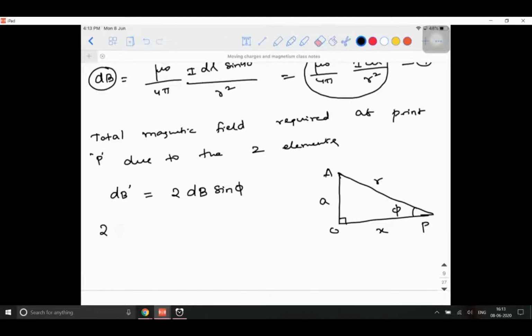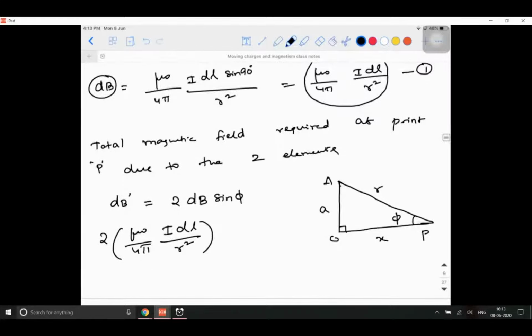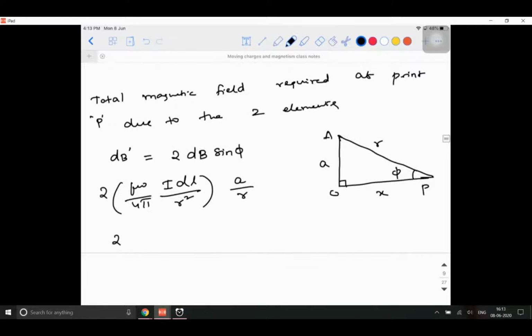So 2 into dB. In the place of dB, I'm going to write mu naught by 4 pi, I dl divided by R square into sine phi. Sorry, I erased it because I wanted some space. As you told, sine phi is going to be A divided by R. But what is R in terms of A and X? A square plus X square under a root. Right. So this R square and R will get multiplied and it will become R cube. So 2 times mu naught I dl into A divided by 4 pi R cube.